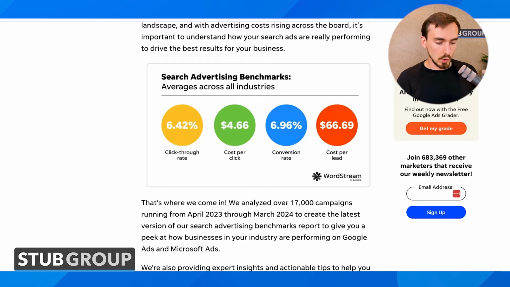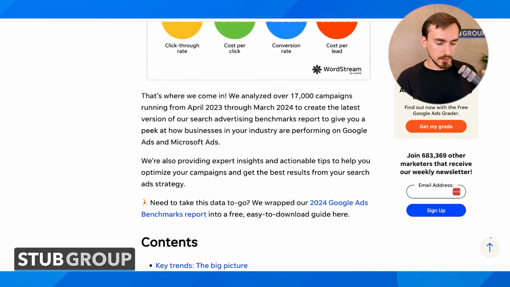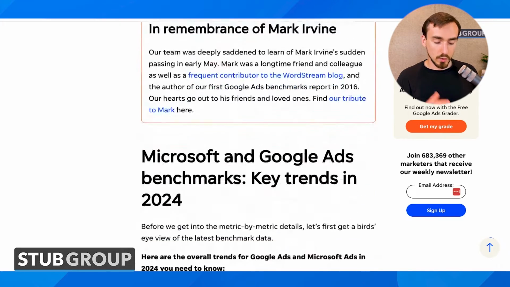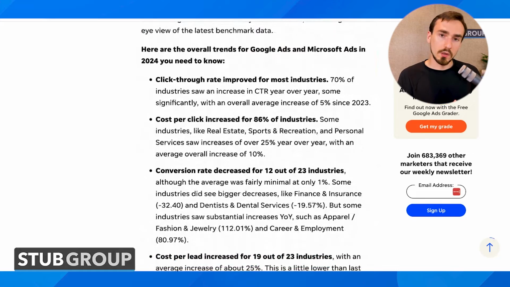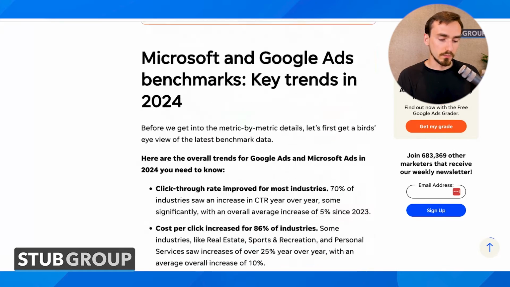All right, so click-through rate. We see, according to their benchmarks, an increase in click-through rate year over year. 70% of the industries they looked at saw an increase year over year. That is not too surprising to me, as we see Google is always testing new ways to get people to click on ads, to make ads as relevant as possible, to encourage those clicks, and to eke out as much money as Google can from their advertising.